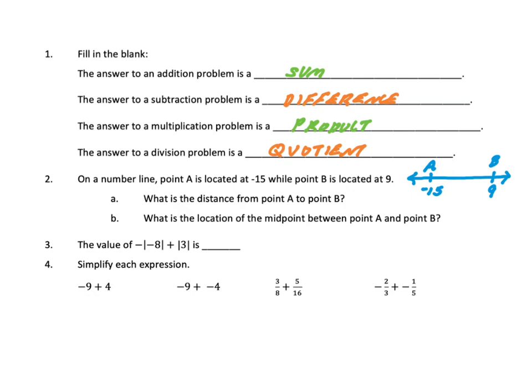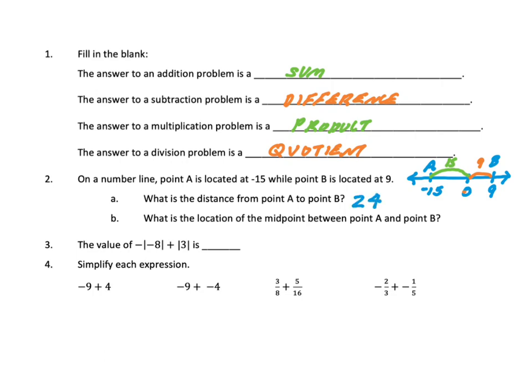Well, to find the distance, we've got to consider that there's 0 in between. So it's going to take 15 units to get from negative 15 to 0. And it's going to take 9 more units to get from 0 to 9. So if we add those together, that gives us a final distance of 24.